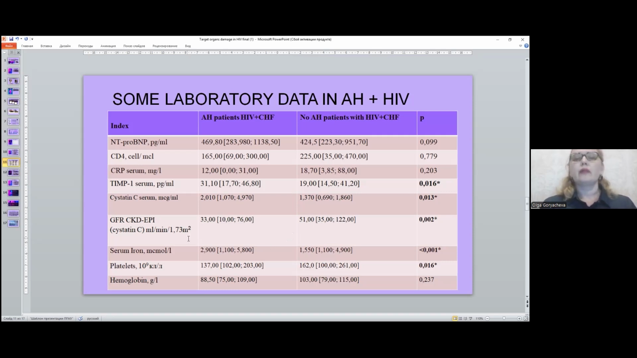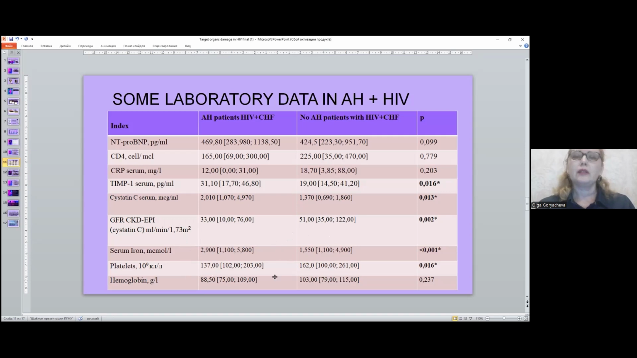Yes, present troubles with the bone marrow, but totally serum iron level is higher in patients with arterial hypertension than in patients without arterial hypertension. Why is it happening? It happens due to many reasons. One of them is the role of the inflammatory process.